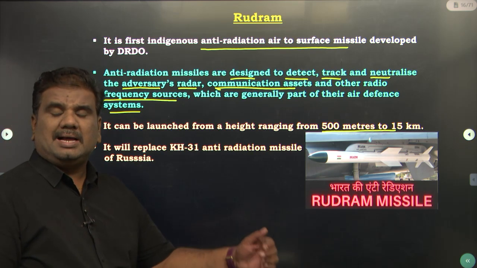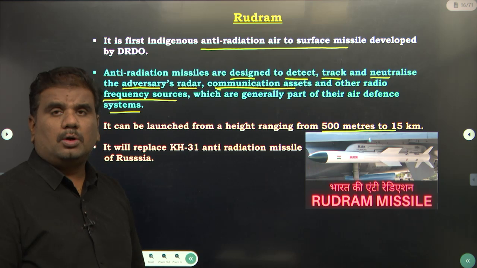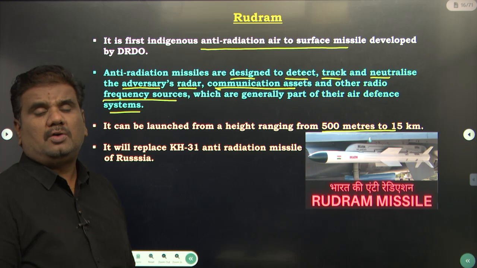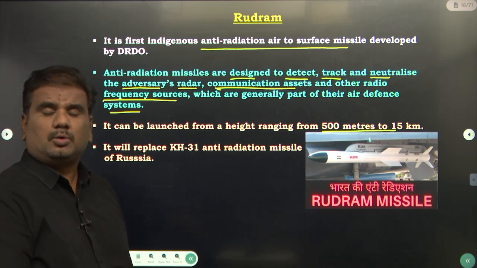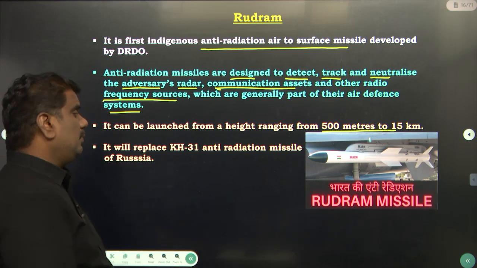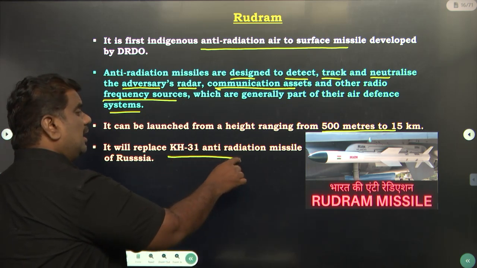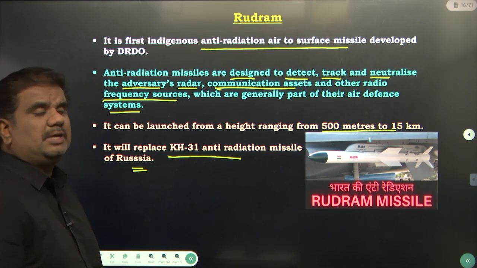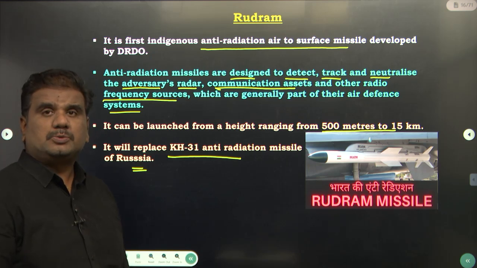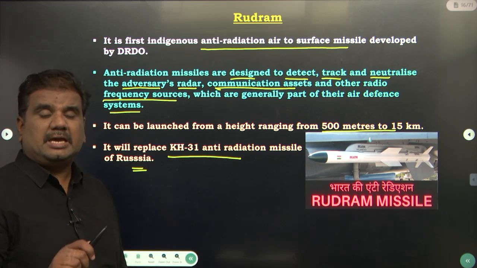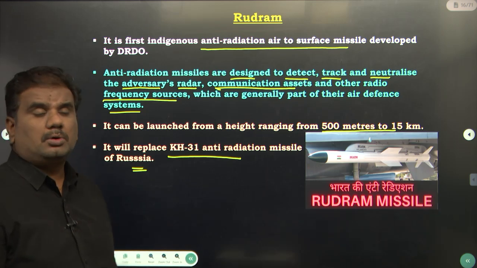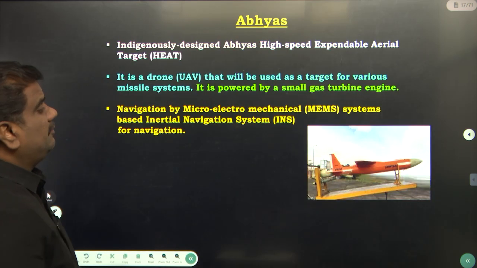At the same time, in the last week of May 2024, the Rudram 2 missile was tested. Again, it is an upgraded version of this particular Rudram missile. And this Rudram 2 missile will replace the KH-31 anti-radiation missiles which we have imported from Russia. Rudram 2 missiles will replace the KH-31 anti-radiation missiles that we have imported from Russia.